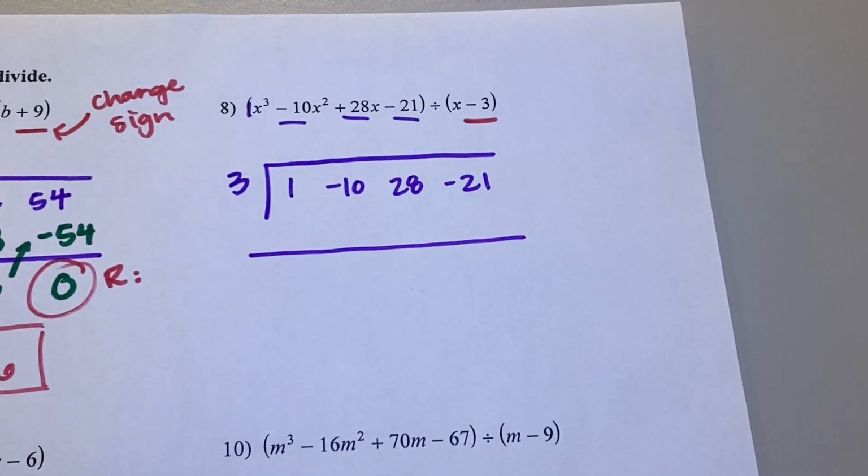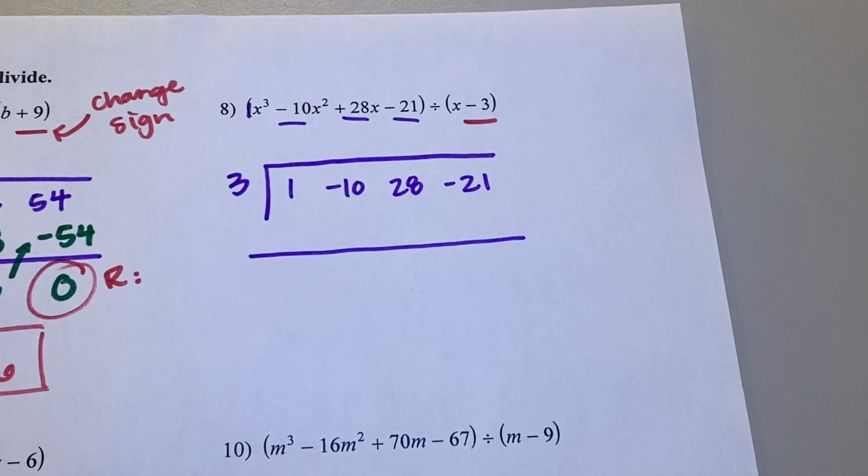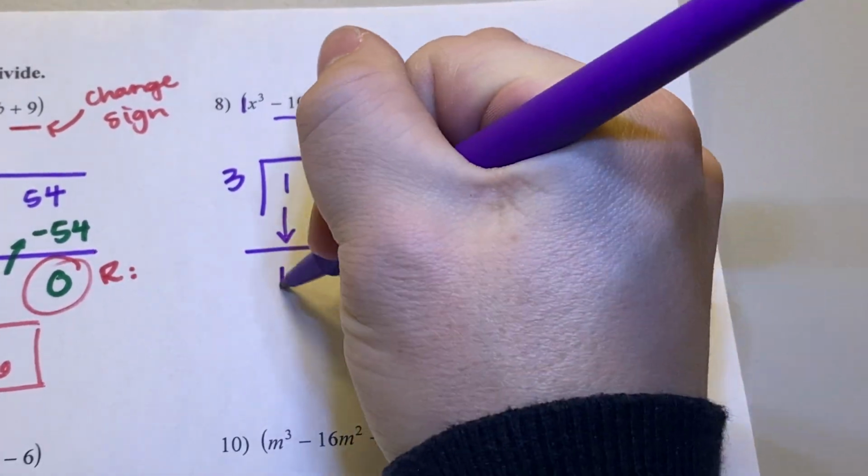Eli, you're going too fast. You're spoiling it. Okay, so we grabbed our coefficients, took off our x's. We'll put them back on in a little bit. Drop your first guy.